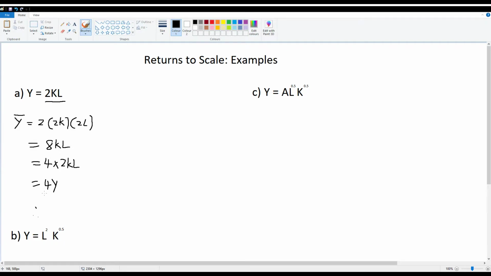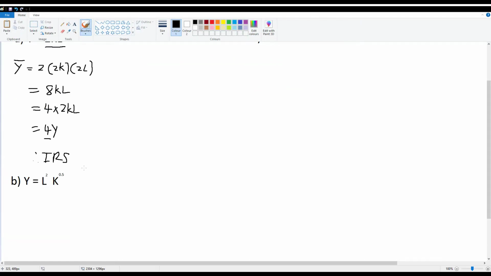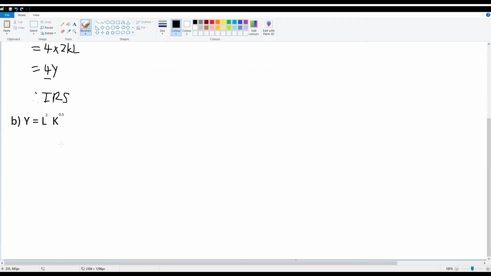Therefore, since 4 is greater than 2, and 2 is the scale, we have increasing returns to scale. I'm going to be really lazy and just say IRS. We want to rearrange, and try to get it into that original Y, 2KL, and then see what we've got out the front. Since I just doubled my inputs, and I'm getting 4 times the original output, that means I have increasing returns to scale.